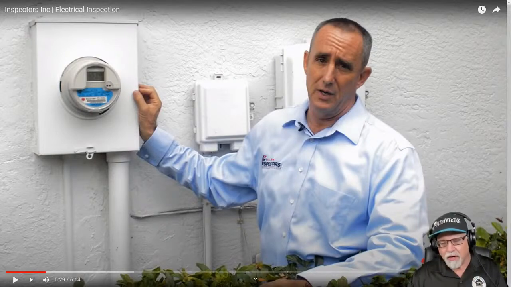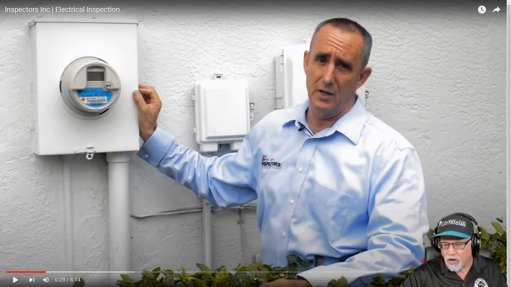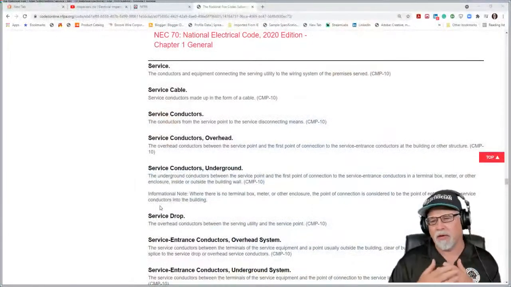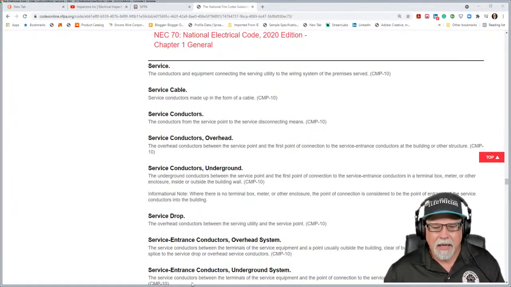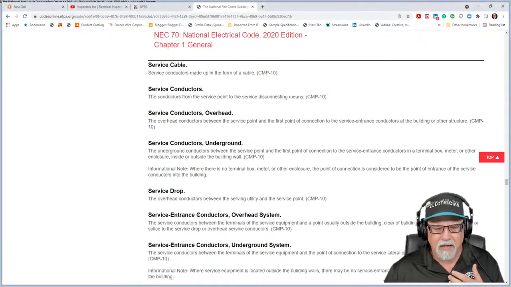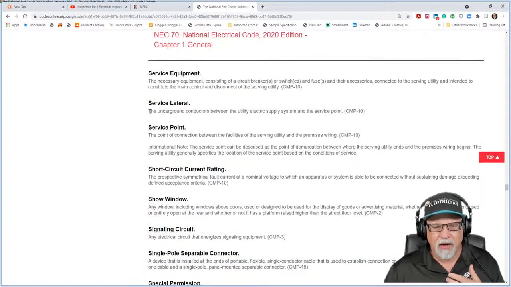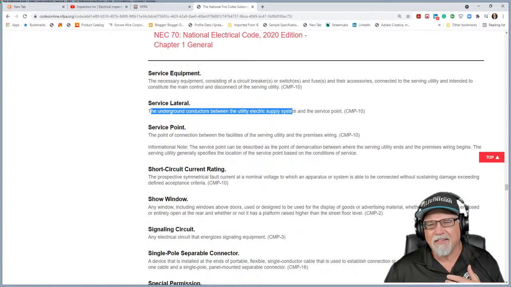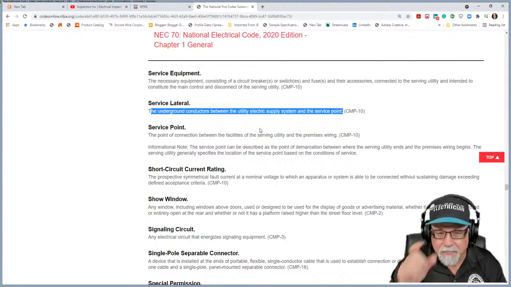But just so we set the record straight. Now, before I even get in further, I wanted to briefly show you the different values that we would be working with. And again, I'm blocking some of it with this big old head here. But in this case, we're talking about a service lateral. And what is a service lateral? Right here. It's the underground conductors between the utility electric supply system and the service point. And in our picture here, or the video, the service point is that meter.